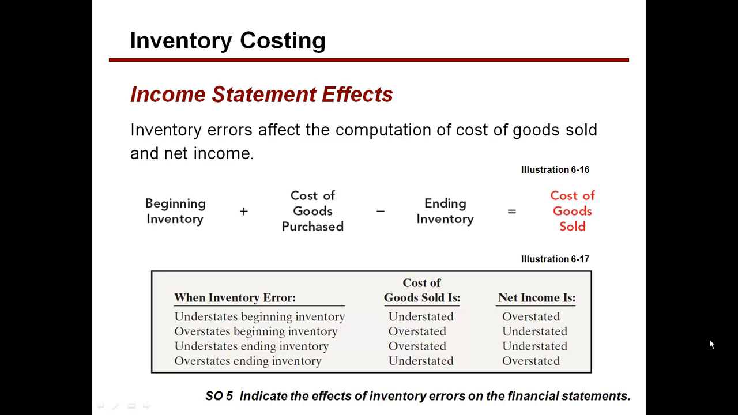The more common illustration here is if the ending inventory is in error. If the ending inventory is understated in value, that would overstate the cost of goods sold and therefore understate net income. Likewise, if ending inventory is overstated, the cost of goods sold is understated and net income is overstated. Again, ending inventory and cost of goods sold together must equal the pool of dollars formed by the beginning inventory and cost of goods purchased during the period of time.